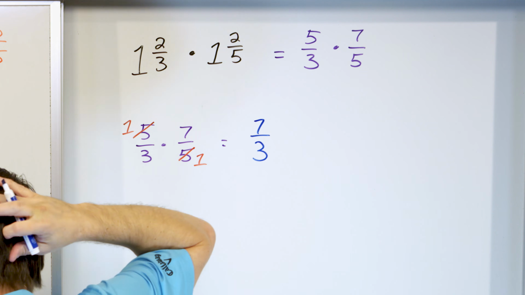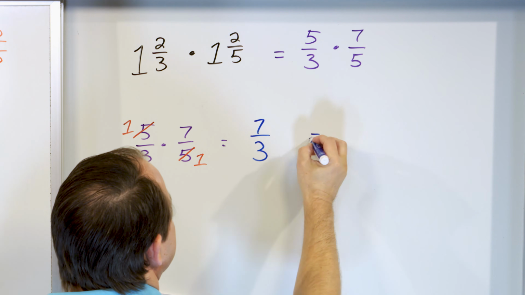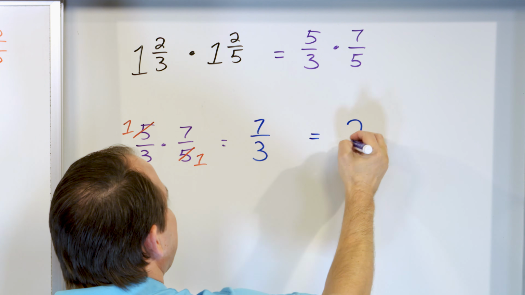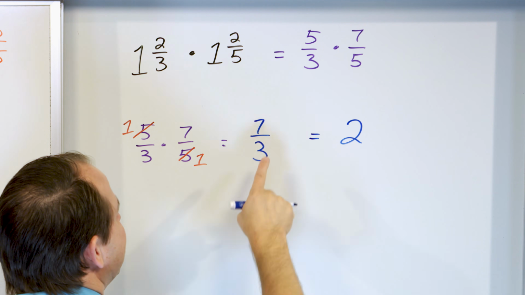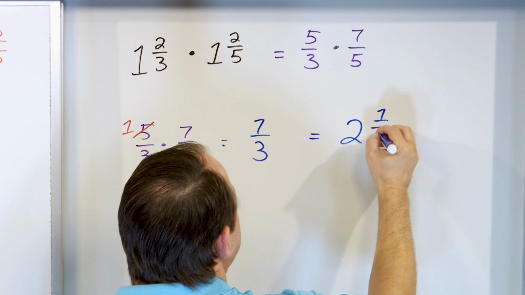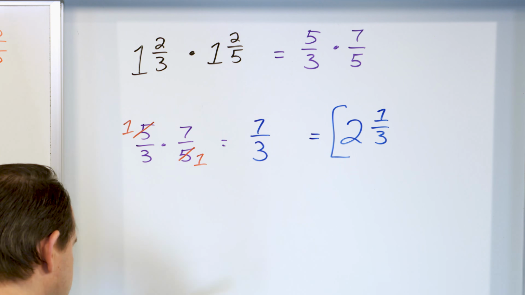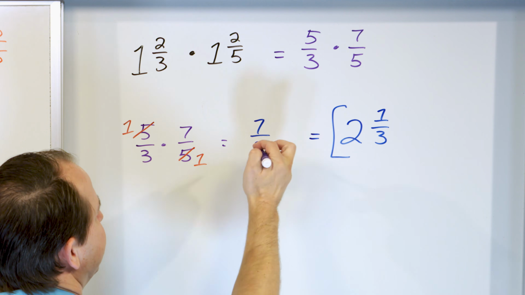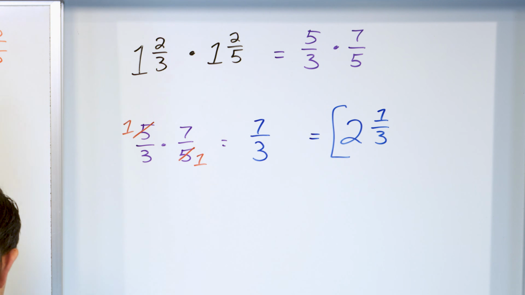or it's better to go ahead and just turn it back into a mixed number. 3 can go into 7 2 times because 2 times 3 is 6. The remainder, 7 minus 6 is 1, and it's out of 3. So it's 2 1/3. Or you could write it as 7/3 if you want. 2 1/3 is probably the best answer.